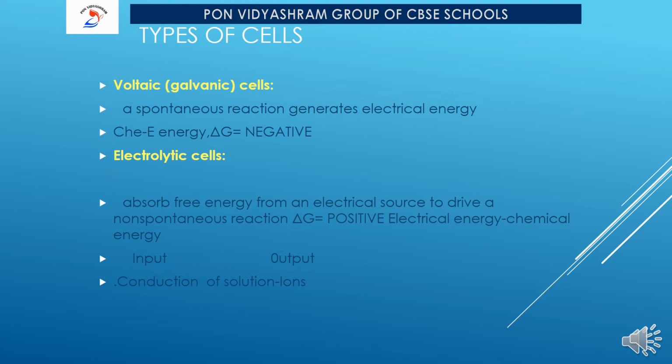Whereas, in an electrolytic cell, it absorbs free energy from an electrical source to drive the chemical reaction, and it is a non-spontaneous reaction. So, electrical energy will be converted into chemical energy. Input is electrical energy, output is chemical energy. So, in this reaction it is non-spontaneous, so the delta G value will be positive.